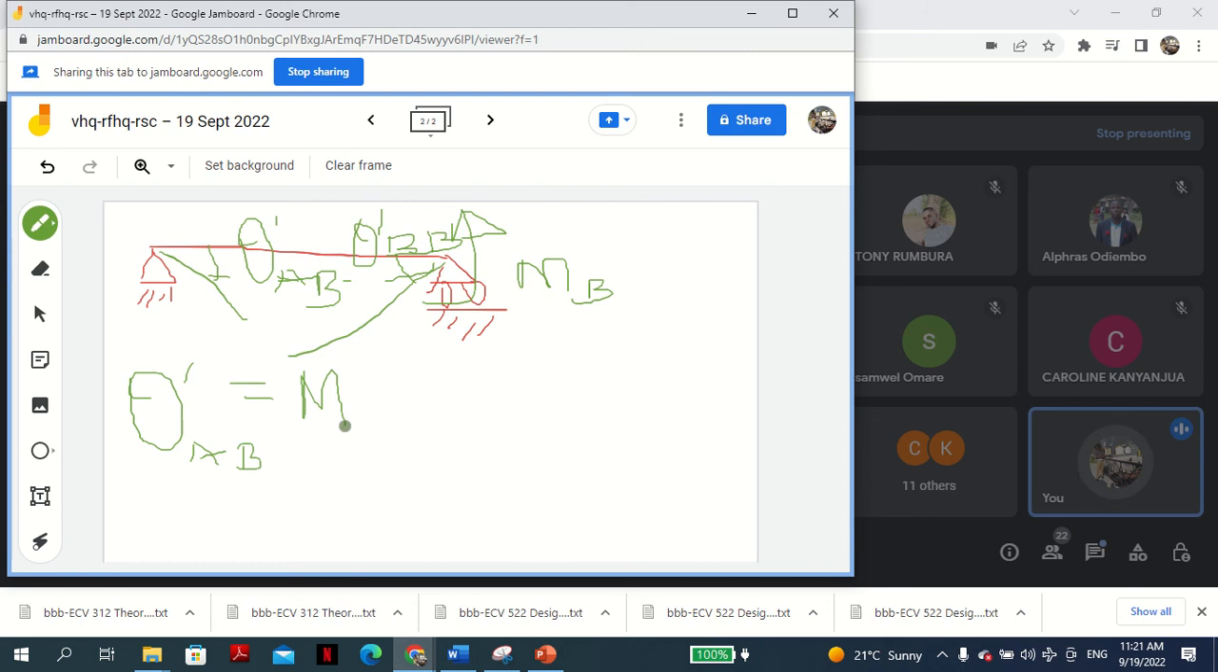Moment at A. No, where is the moment at? Yes, times alpha AB. But in fact, alpha AB and alpha BA are the same. But the correct one is alpha AB.